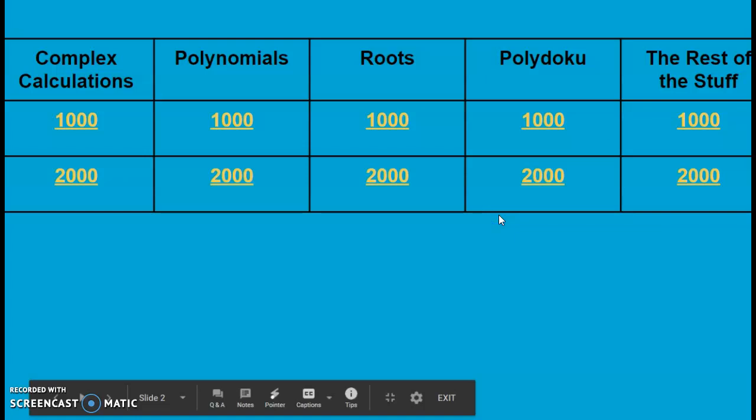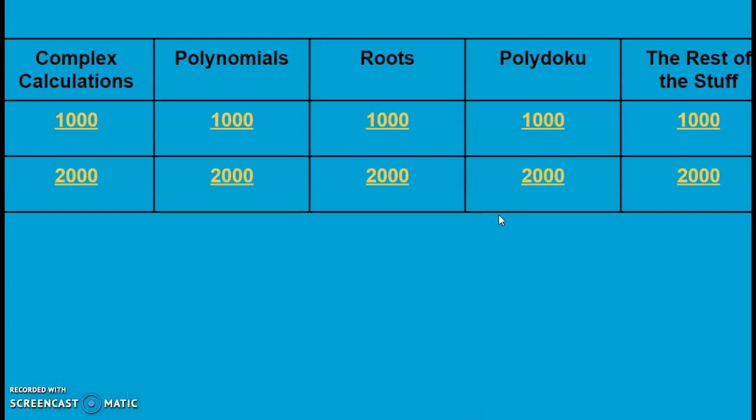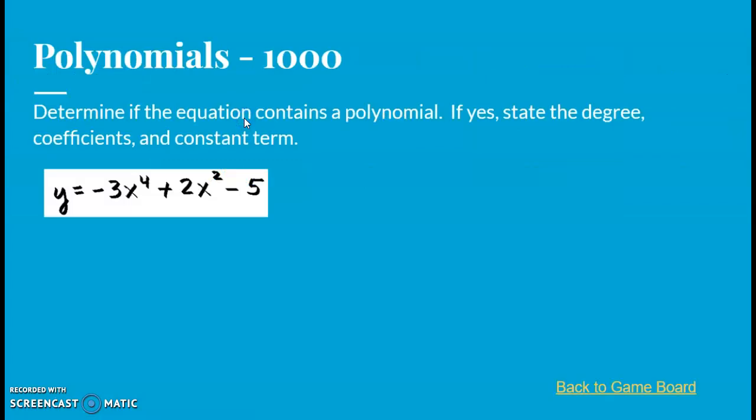Our categories are complex calculations, polynomials, roots, and the rest of the stuff. And we're going to start with polynomials for $1,000. We're supposed to determine if the equation contains a polynomial. If yes, we state the degree, coefficients, and constant term. This is a polynomial.